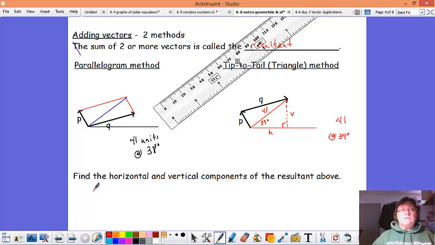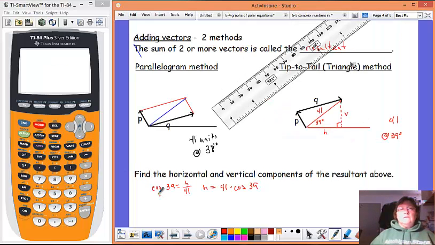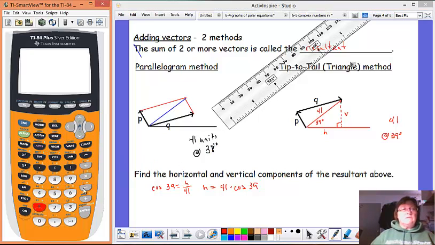The horizontal component we would find by taking the cosine of our angle, 39, equals horizontal over hypotenuse, 41. Or you could think the horizontal component is going to be the cosine of the angle times the length or magnitude of the vector. So 41 times the cosine of 39. Okay, I have my calculator and it's set to degree mode since I'm entering an angle that I figured in degrees. I need 41 times the cosine of 39.